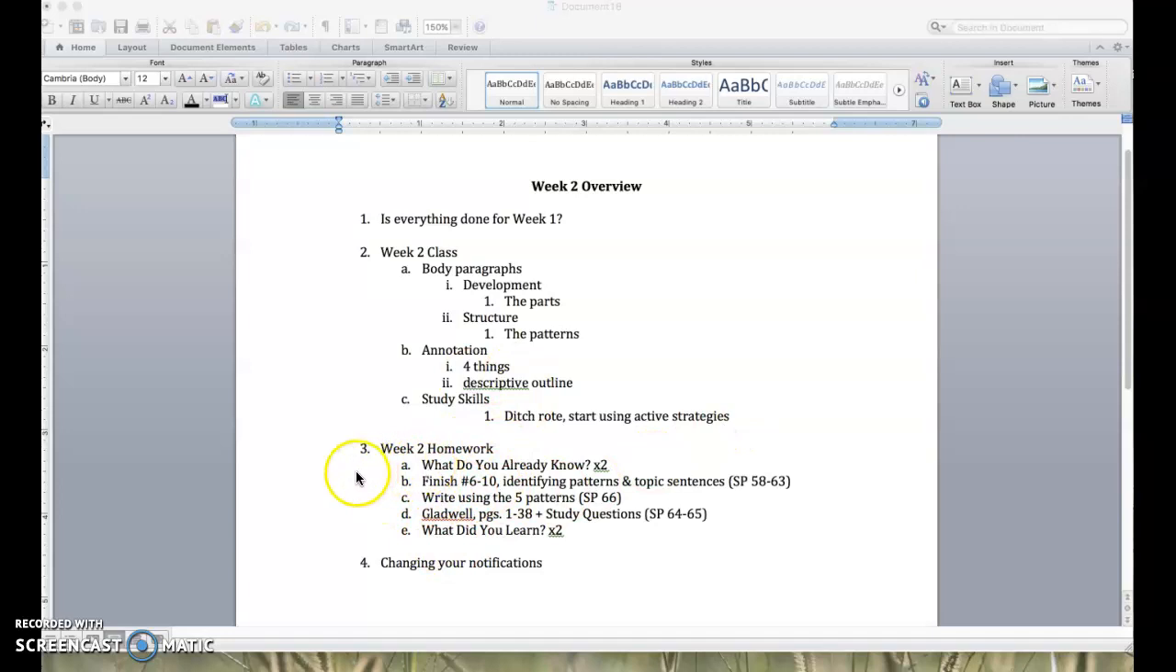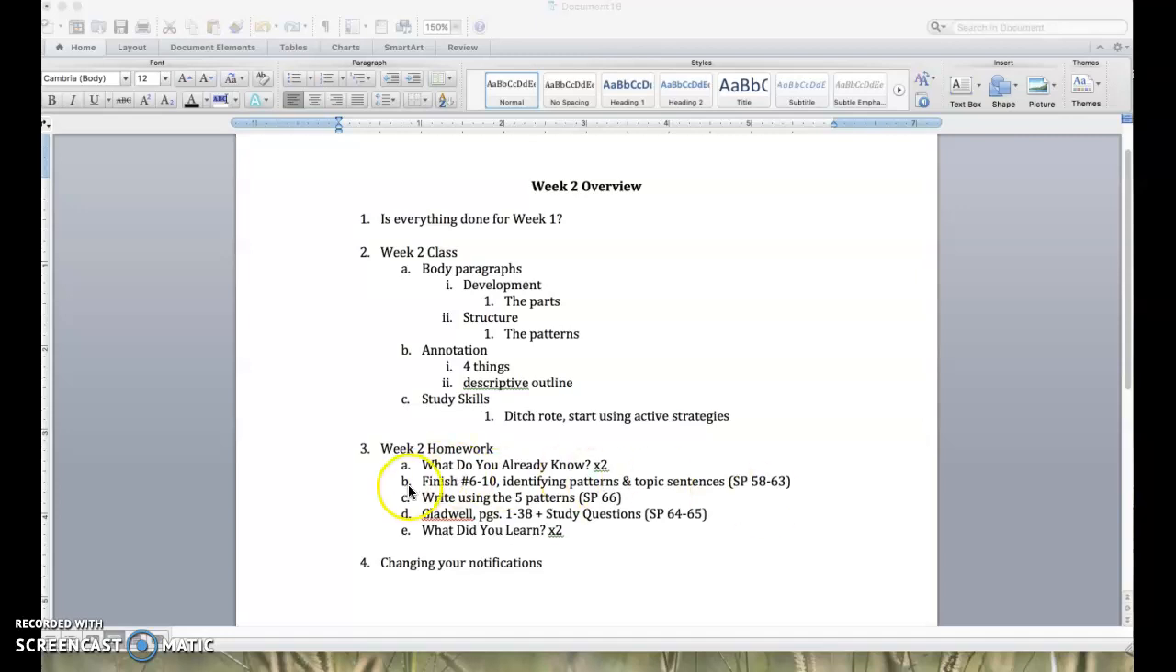This is what you got to do this week for homework. Remember, always start by doing the quizzes or the pre-tests, which are in both the 101 and the 108 Canvas shells. There are 2 different what-do-you-already-know pre-tests, and they ask you 1 or 2 questions each. You're just going to answer them to the best of your ability. And then these are the things you have to do. You'll notice I have SP 58 to 63, SP 66, SP 64, 65. It's all in your supplemental packet. You can also find all of these things on Canvas. There'll be links to them within the assignments.